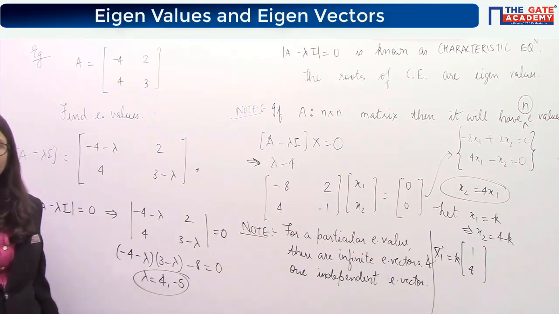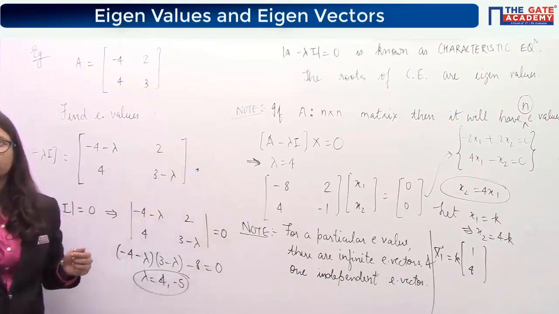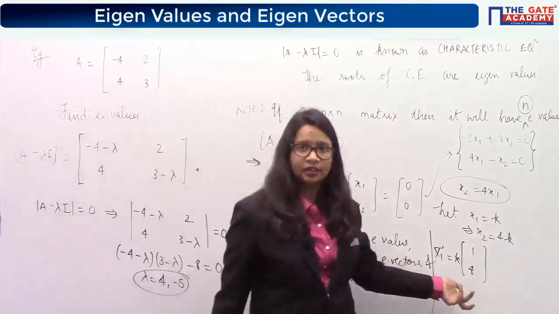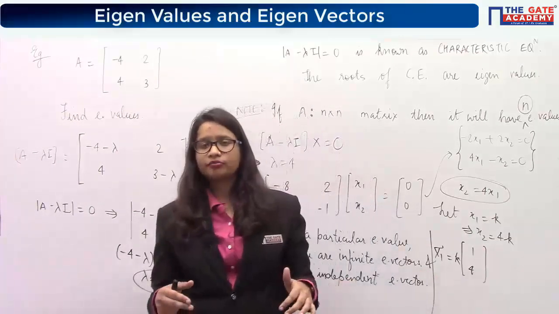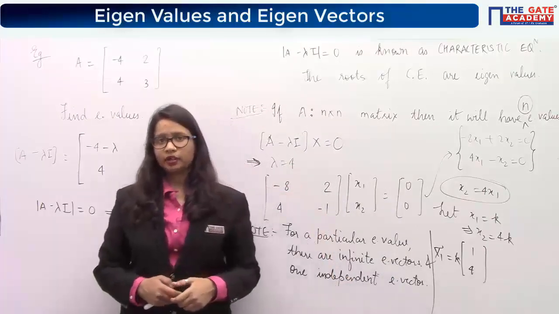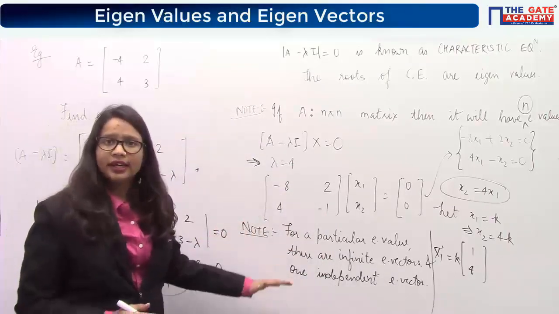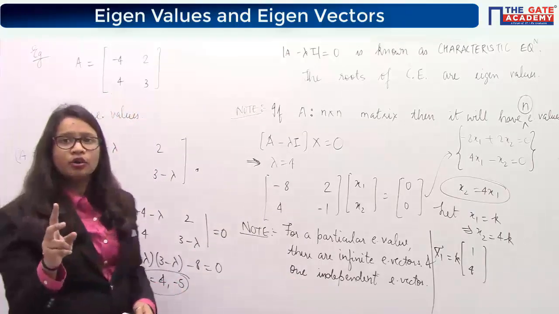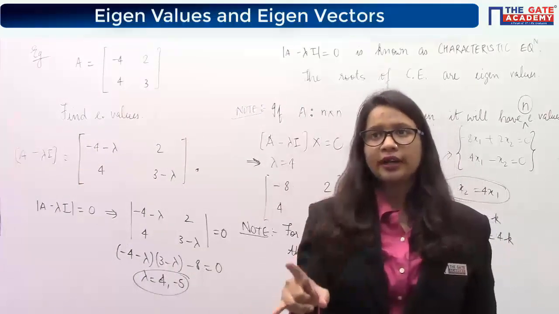Similarly, you can calculate for this lambda equal to -5 what will be your value of eigenvector. Again, you will get an infinite set of eigenvectors corresponding to lambda equal to -5. But for all those, there will still be one linearly independent eigenvector. So in total, how many linearly independent eigenvectors will there be for this matrix? You will say 2. One corresponding to lambda equal to 4, the other corresponding to lambda equal to -5.